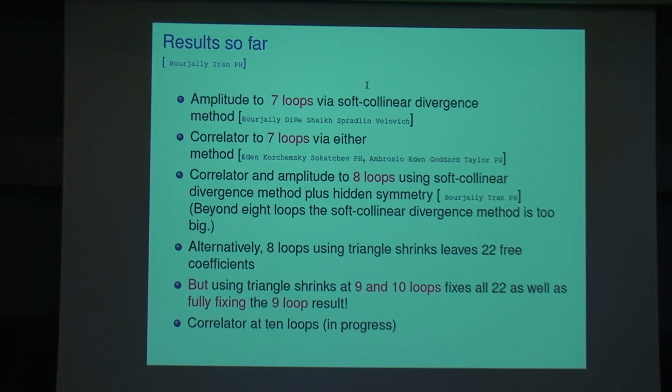Okay, so this is a summary of what we've achieved so far. So there are sort of two different groups getting up to 7 loops. Actually, Henn and Drummond also got the 6 loop amplitude using other approaches. Anyway, so there's the soft collinear divergence approach. We did the correlator at 7 loops. We mainly used also the soft collinear divergence approach, in fact.